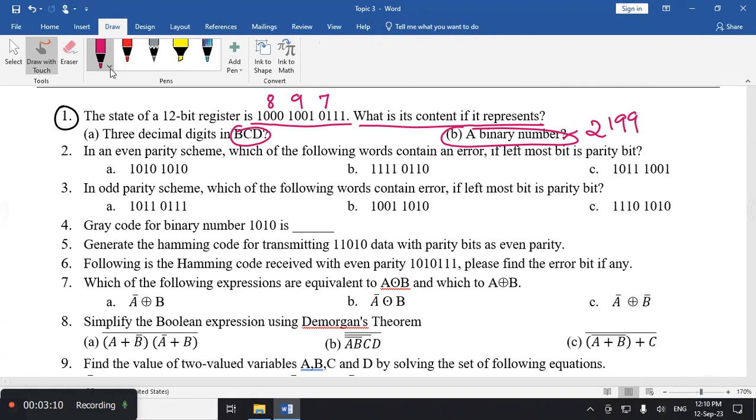So how do you get that? Same thing. Multiply this with 2 to the power of 0, plus multiply this with 2 to the power of 1. As usual, you convert your binary number to the decimal number. That's all. From here, left to right. Be careful. Don't start from here. It's wrong. Okay, first question is over.